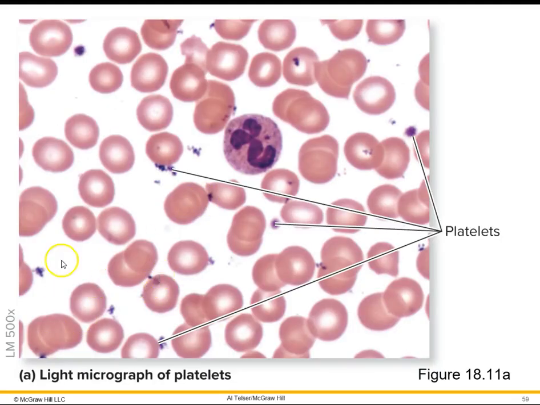All right, here's a blood smear, and you can see these little purple fragments here are platelets. What kind of white blood cell is this? Well, if you look at the nucleus, you'll see it's got that weird twisting, kind of convoluted shape, and remember that's polymorphonuclear shape. So this is a PMN or a neutrophil.